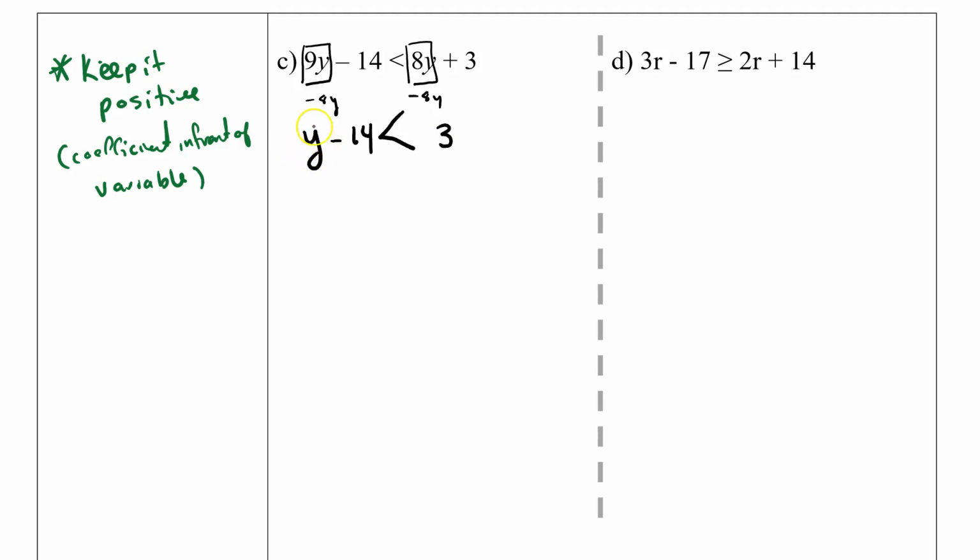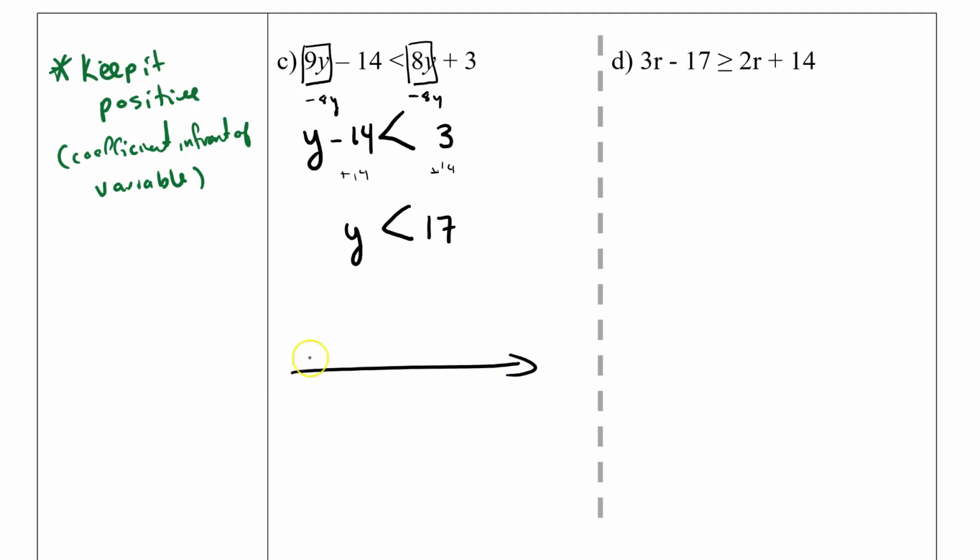Now I want to get the y all by itself, so 14 is subtracted from it, so I want to add 14 to both sides. And when I say add 14 to both sides, I mean both sides of the inequality, so the left-hand side of the inequality and the right-hand side of the inequality. I'm going to write in my sign here. y minus 14 plus 14 is simply y. 3 plus 14 is 17.